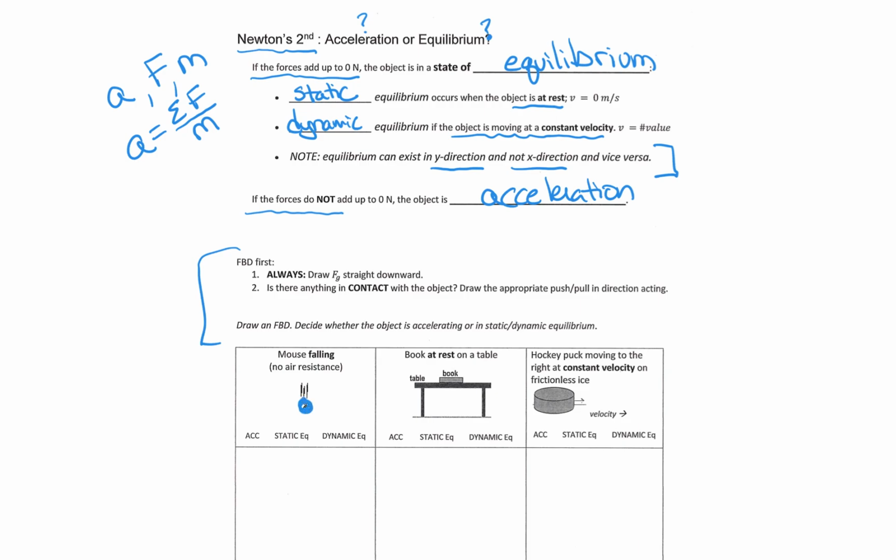So we've got a small mouse, a little critter, and it's apparently in free fall. So that means it's experiencing the force of gravity, and that's its only force. There is no normal force, there's no drag, there's no tension force, so that's the only force. Because there is no upward force, this mouse is definitely accelerating. And we know that the acceleration for free fall is negative 9.8 meters per second squared. Notice the force is downward, so the acceleration is downward, the net force.